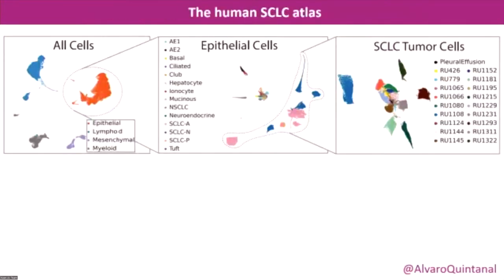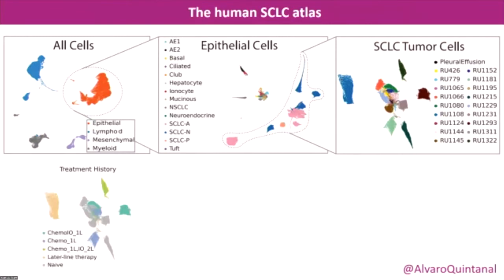Okay. Somehow we managed to produce a small cell single cell atlas. I don't know how that was possible, thanks to a lot of patience from the flow cytometry core in MSK. If we zoom into the epithelial cells, we have all these subtypes, and if we focus on the small cell tumor cells, we have these 21 human tumor specimens that belong to different treatment categories. Some of them were untreated, some were treated with chemotherapy or chemoimmunotherapy.